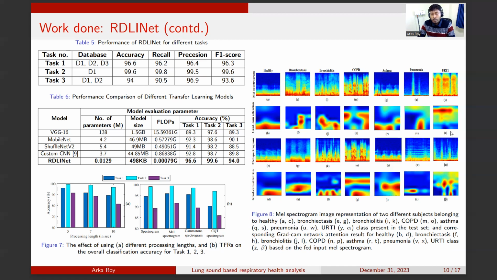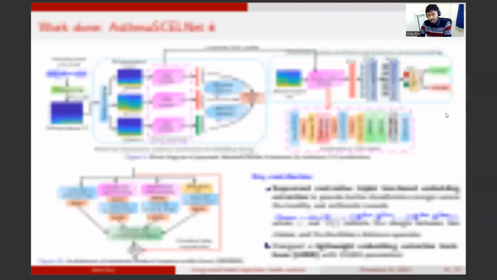Here we have shown the class activation maps to remove the black box nature of the model. This is the healthy class. In the case of healthy, most of the energy is concentrated in the lower frequency region, and the model also tries to look at those regions only. However, in the case of URTI, we can see that there are high frequency events, so the model also refers to the high frequency events to classify it into the URTI class.